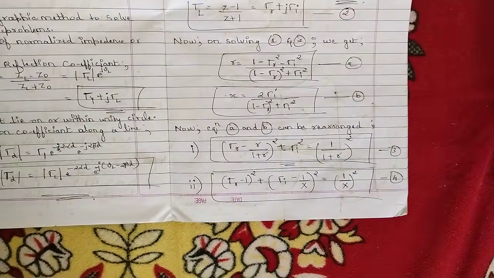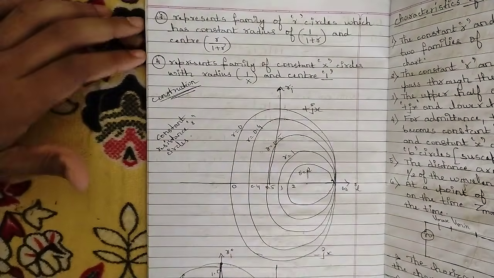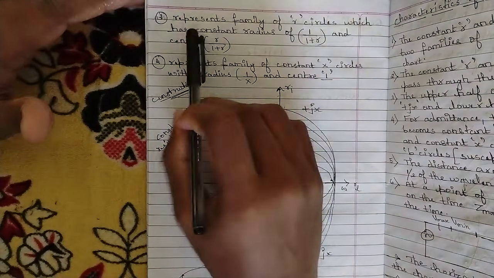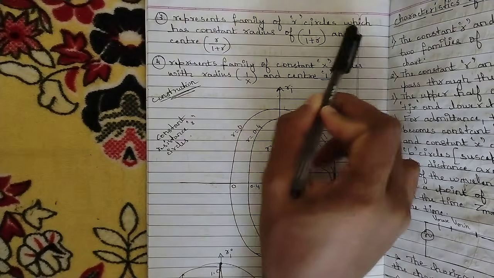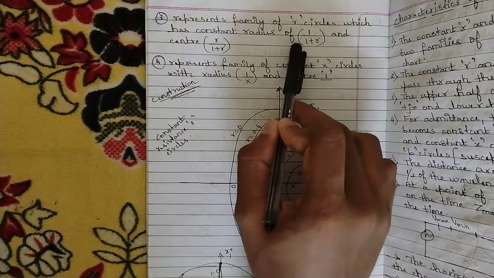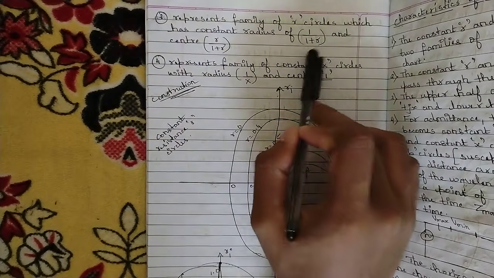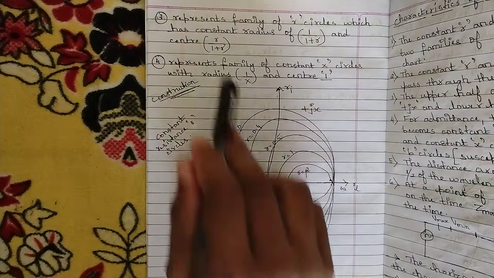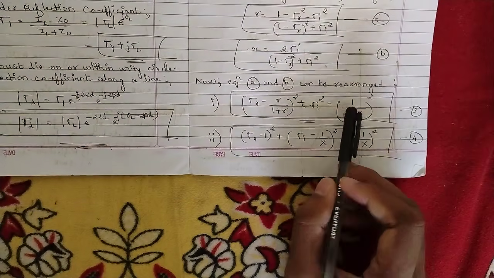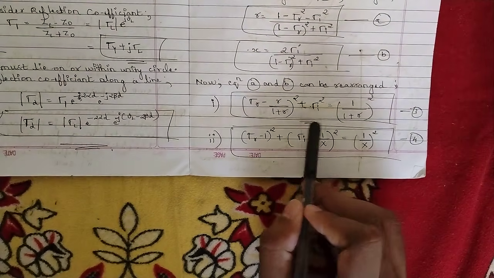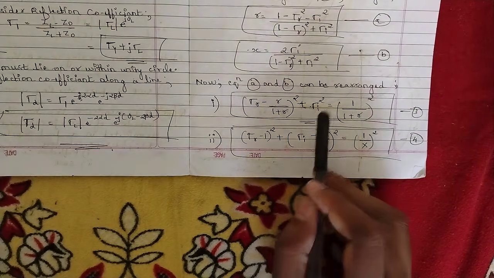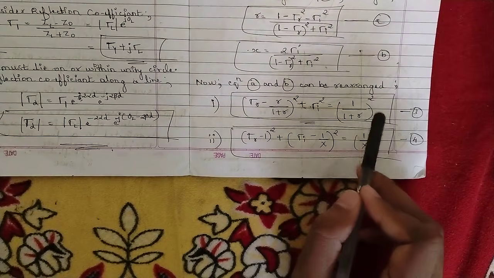Now if you compare these two equations, you can note that equation 3 represents the family of r circles which have constant radius, in this case 1 by 1 plus r, and the center r by 1 plus r. In this case it is of the form of the circle equation, that is x square plus y square is equal to a square, right?